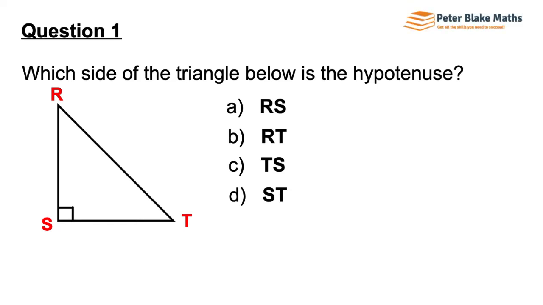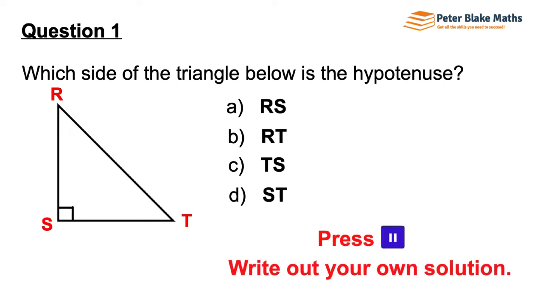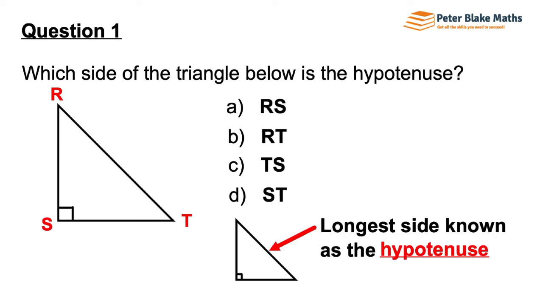Question 1. Which side of the triangle below is the hypotenuse? The longest side of a right-angled triangle is known as the hypotenuse. So the longest side we have here can be named for the letters that are on either end of it. In this case, the hypotenuse is RT.